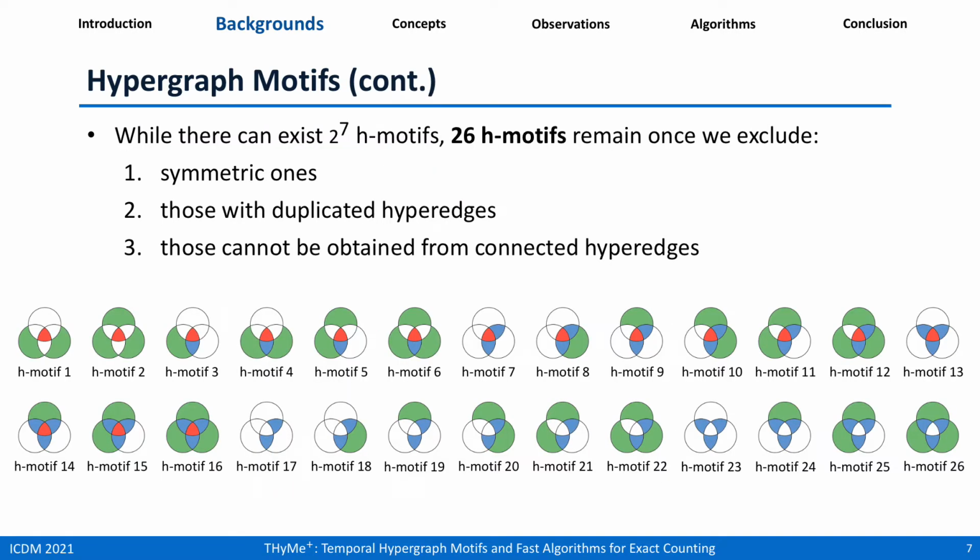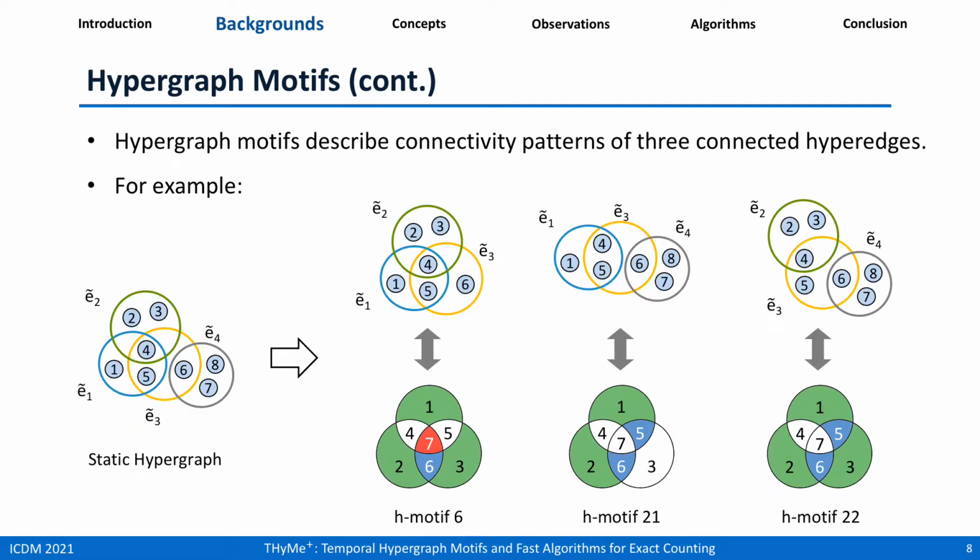While there can exist more than 100 different types of patterns with 7 subsets, H-motifs are defined by 26 different patterns. Let's see an example. Given a hypergraph with 4 hyperedges as in the figure, there exist 3 instances of 3 connected hyperedges. All of them are distinguished by different H-motifs. For example, 3 hyperedges E1, E2, and E3 form an instance of H-motif, and the region 1, 2, 3, 6, and 7 in the Venn diagram is non-empty, which corresponds to the pattern of H-motif 6.